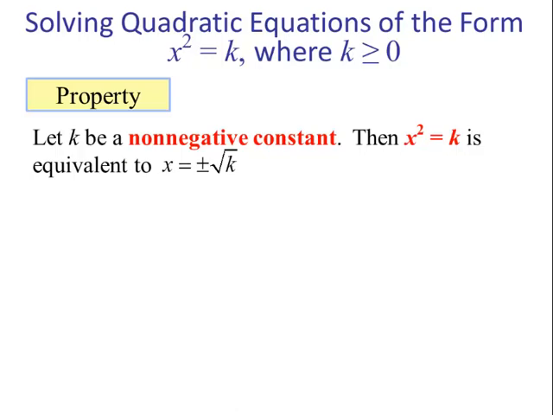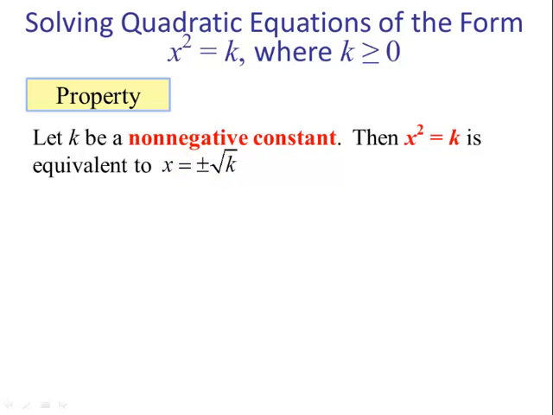That's another way of saying a positive number or 0. Then x squared equals k is equivalent to x equals plus or minus the square root of k. So when we have an x squared and we want to get the x by itself, to undo the square, we take the square root. Now what we have to remember is there will be two solutions, a positive and a negative, and that's what this symbol here means, plus or minus.